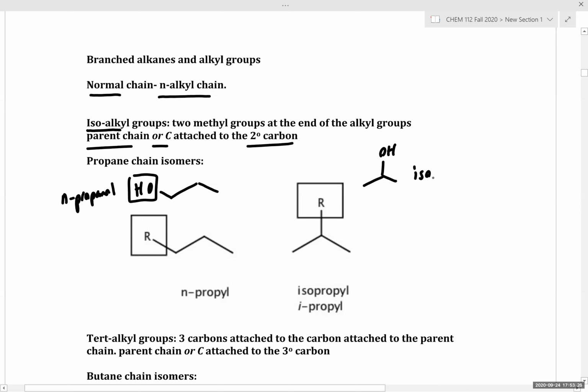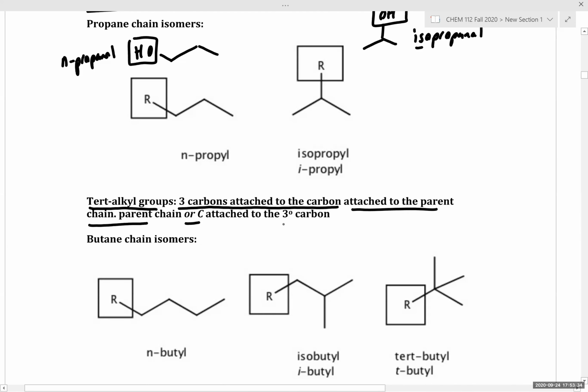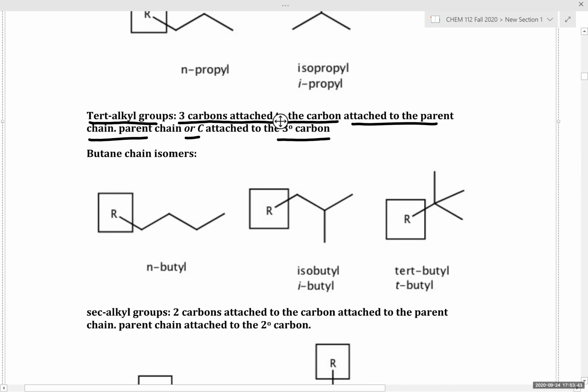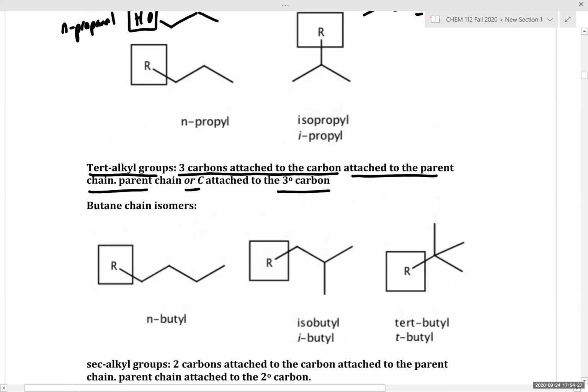Okay. Tert alkyl groups occur when we have 3 carbons attached to the carbon attached to the parent chain, or carbon attached to the tertiary carbon. So it's easier to see what's going on here if you visualize. First, we have the N-butyl, which is our normal straight chain. Then we have the isobutyl. So in the isobutyl arrangement, does everyone see how we have a carbon attached in the middle? Does everyone see how we have this methyl group in the middle? This would be known as an isobutyl chain, just like our isopropyl example above.